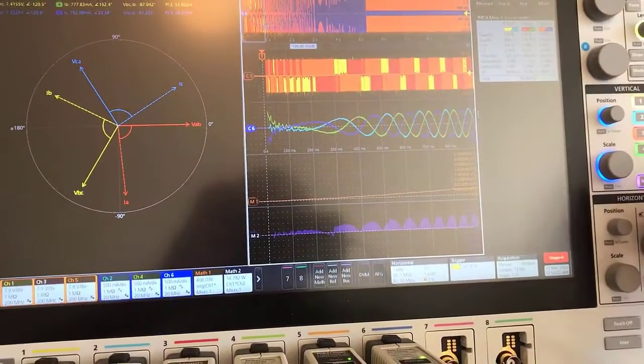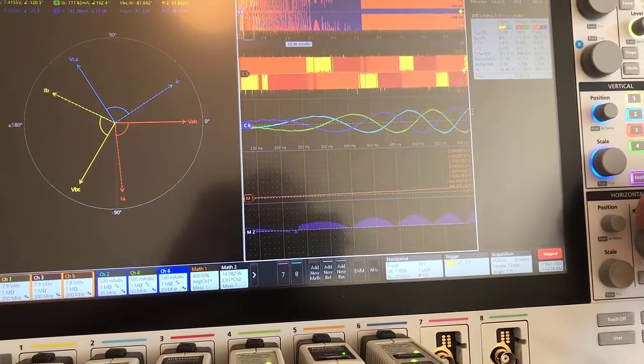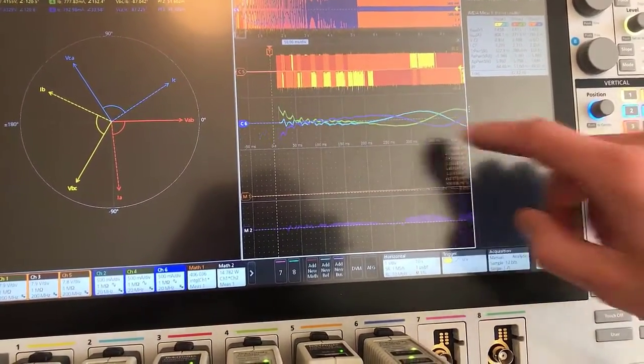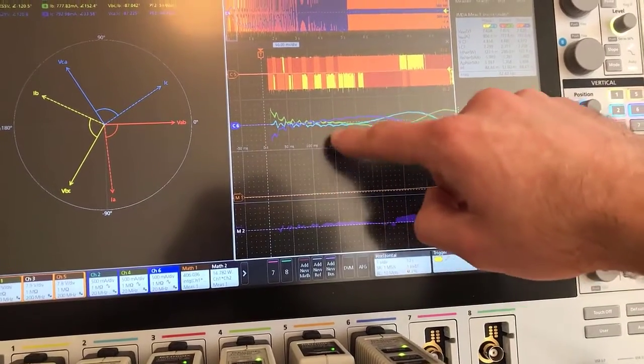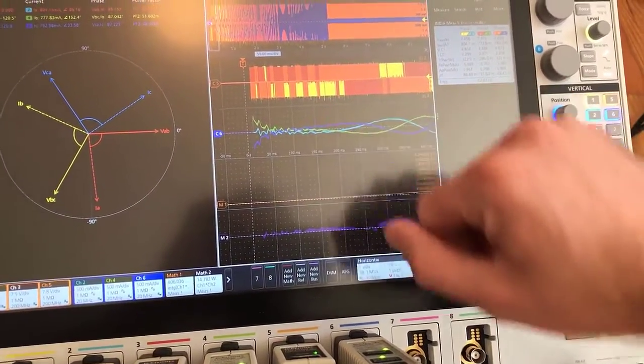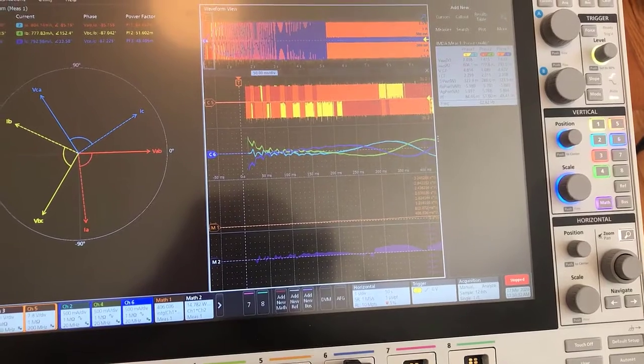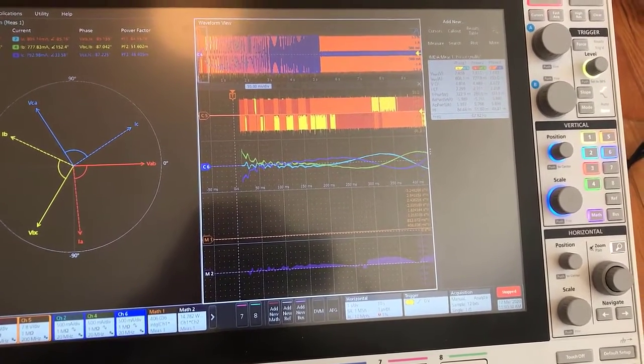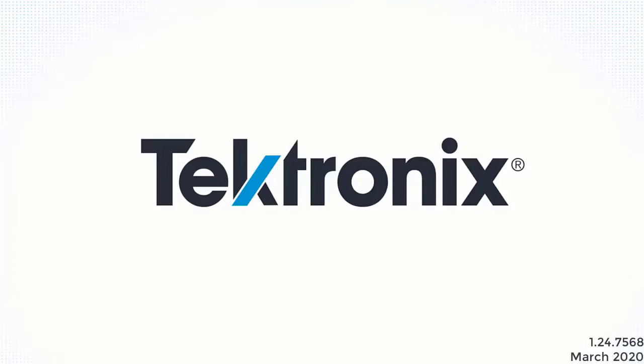Really interesting behavior at the beginning as the motor is initially turned on. You can see both the currents and the voltages are trying to figure out exactly what order they should take within the 3 phases to get to a steady state behavior that's desired.